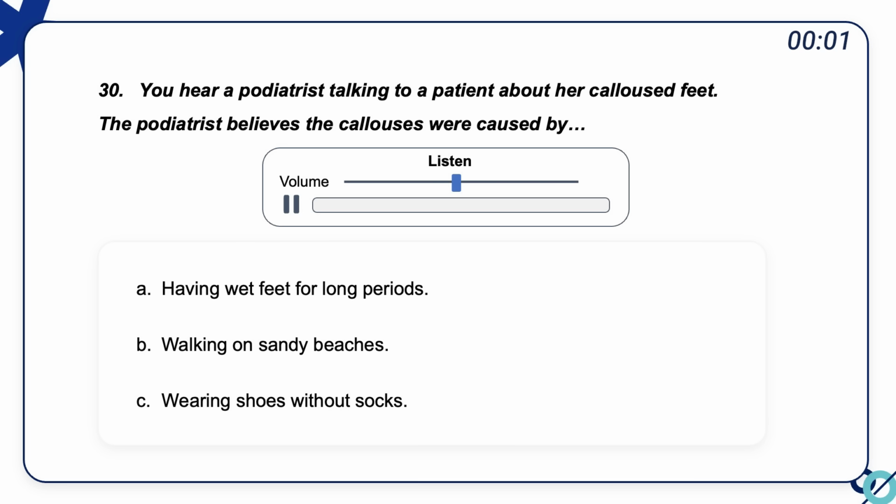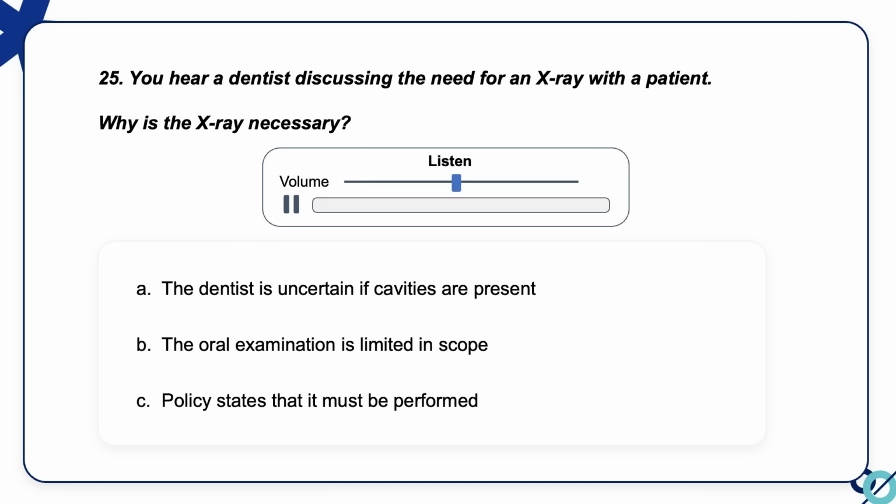How did you do? Let's review it. We'll break each of these questions down. In Part B, understanding why an answer is wrong is just as important as knowing why it is right. Question 25. The dentist. The correct answer is B. The oral examination is limited in scope. The dentist says, unfortunately, it is impossible to see just by the naked eye. So this implies that the visual exam has limits.